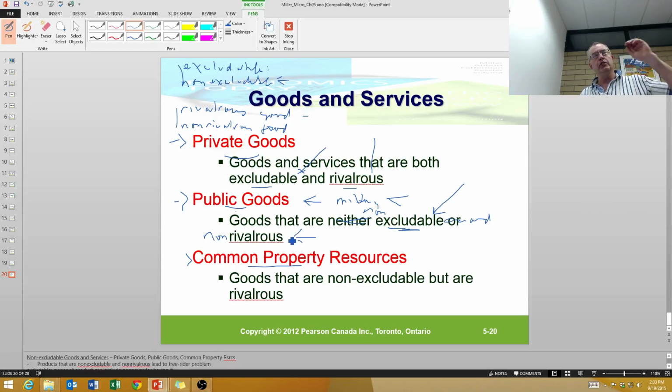And public defense is also a good example of a non-rivalrous good, because if the military defends the whole country, one person getting defended doesn't mean other people are not getting defended. So more than one person can consume this good of defense at the same time. So there's lots of public goods. Military protection is one example. Another good example, police protection, fire protection.